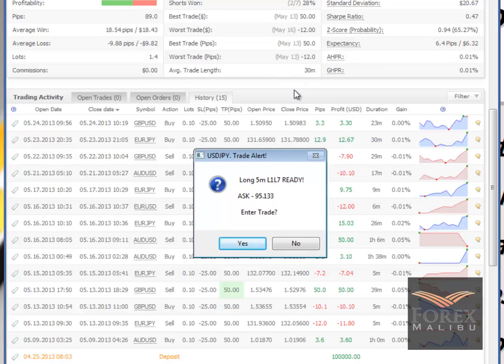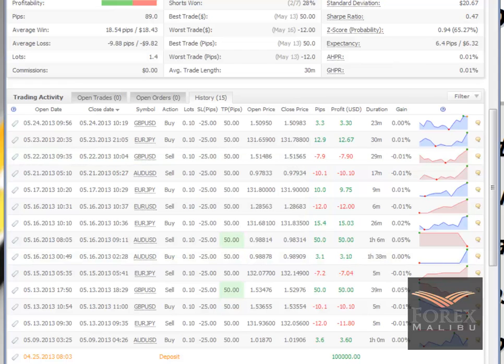Oh, look at this. We're getting an alert. And there's an alert for 5-minute L1 L7 right now for dollar yen. That's live and real. I don't have my grids up to show you what it looks like right now, but there's a perfect example of getting an alert in real time. Now, if I say yes, let's just do this. Why not? All right, you can see it.